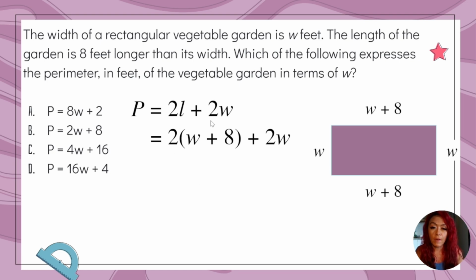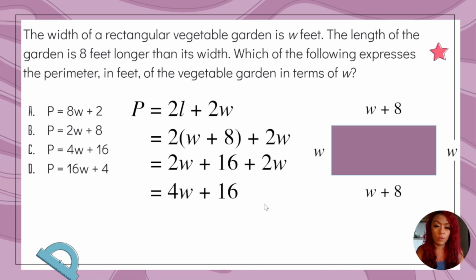Now we're going to simplify our equation by using the distributive property. So we distribute 2 to W as well as to 8, and we get 2W plus 16 plus 2W. Now we'll combine like terms. 2W plus 2W is 4W, and we get 4W plus 16, right? And that is choice C.